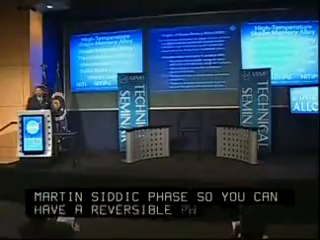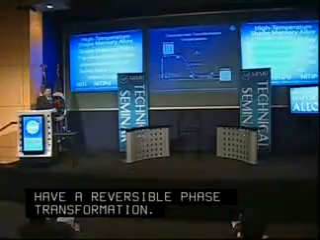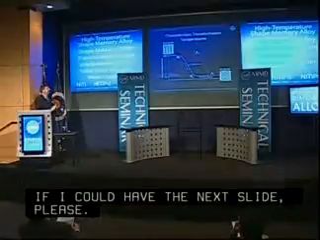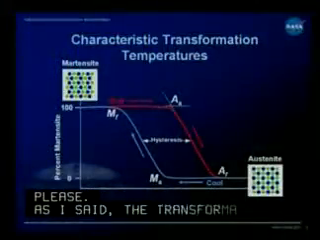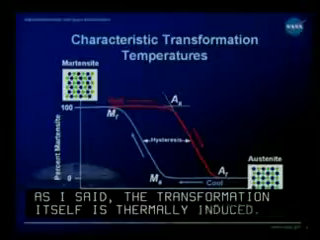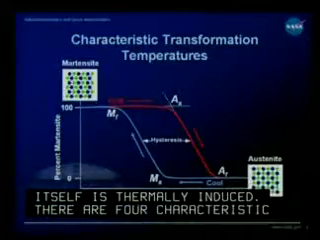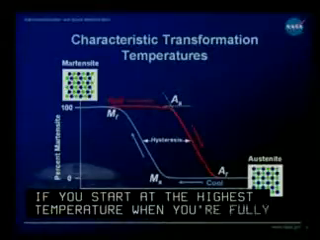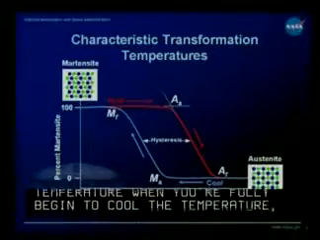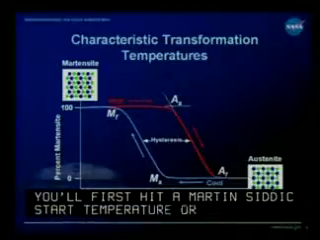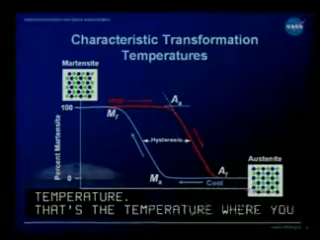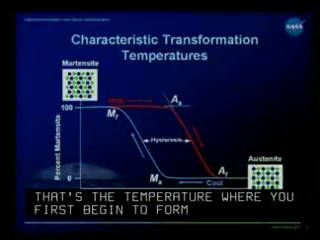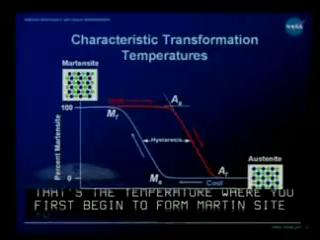If I could have the next slide, please. As I said, the transformation itself is thermally induced. There are four characteristic transformation temperatures. So if you start at the highest temperature, when you're fully austenitic and you begin to cool the material, you'll first hit a martensitic start temperature, or the Ms temperature. That's the temperature where you first begin to form martensite. Then there's a martensitic finish temperature, or Mf temperature. That's the temperature at which you're now 100% martensite.